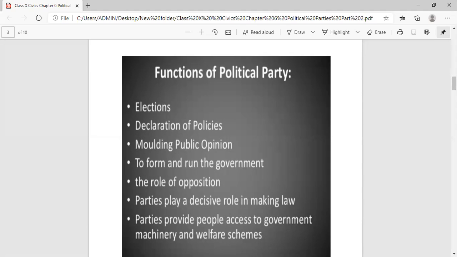The next function of the political parties is to shape public opinion. Political parties can educate the masses about the various problems facing the country at a particular time through public meetings and media. Political parties discuss various issues facing the country, discuss the policies, and form public opinion on it. Political parties can enlighten the people on any issue if they like to bring it to the notice of the people.